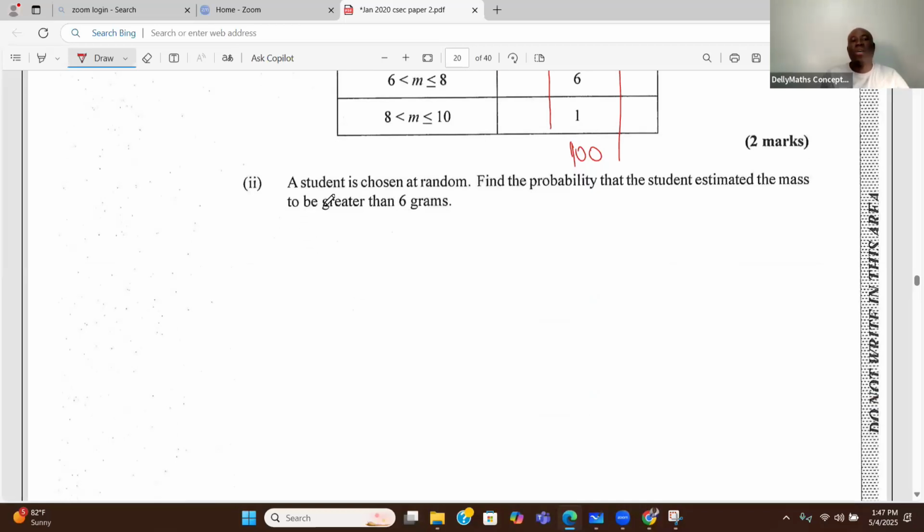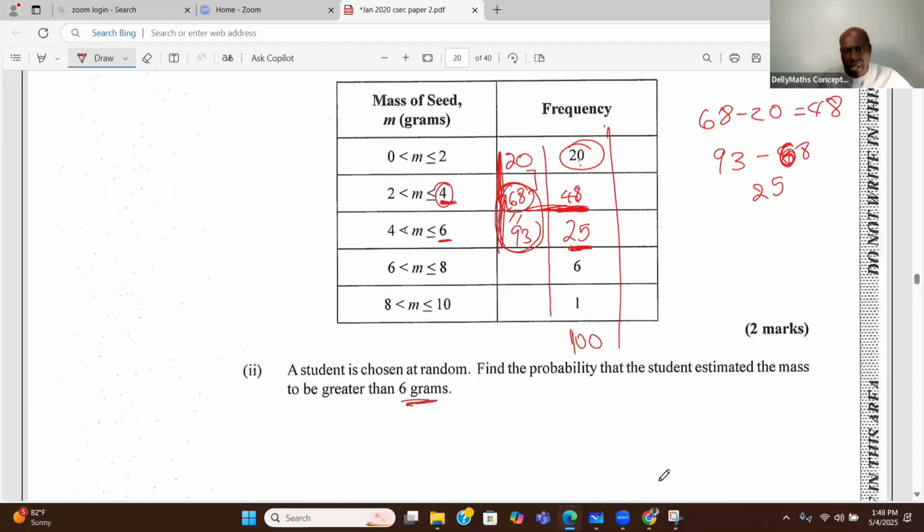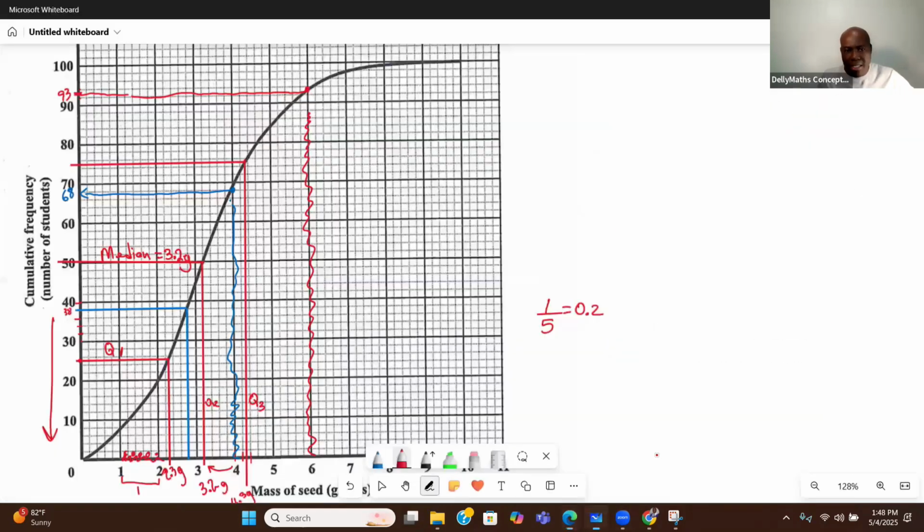The question says a student is chosen at random. Find the probability that the student estimates the mass to be greater than 6 grams. I believe we just use the 6. And 6 took us to 93. So we're not going to really redo this. It's already there. 6 is the marker. Remember, 6 grams took us to 93.